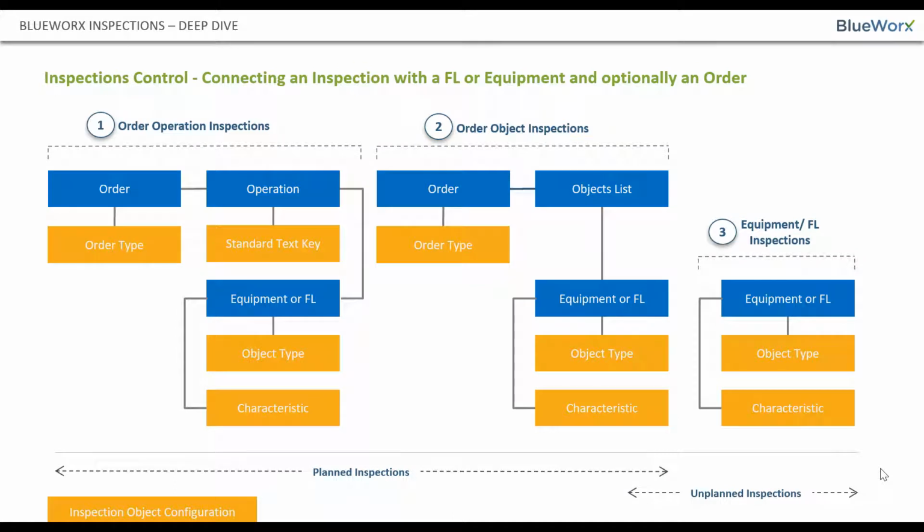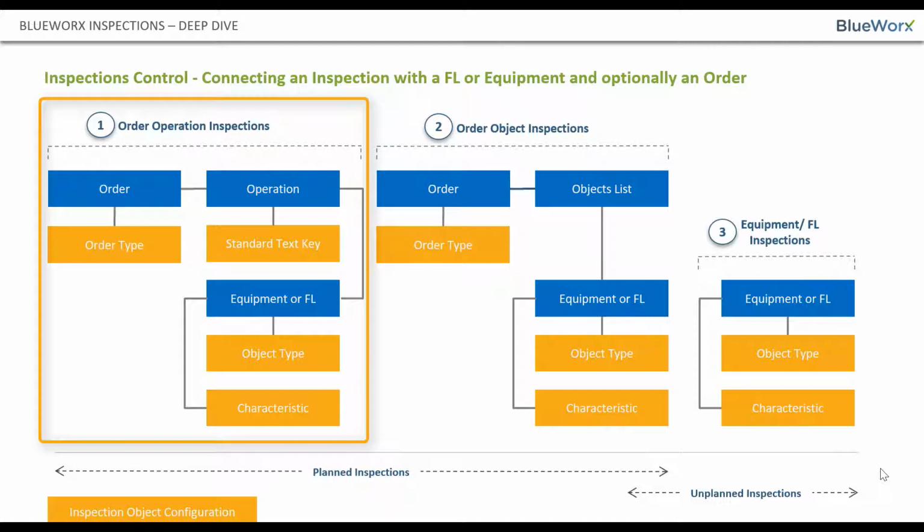So there's three different ways that we can connect inspections to either an order and asset, functional location or equipment, or directly just to the equipment or functional location. The first group is that we specifically tie it to an order operation. So we have an order, we can configure it based upon the order type, the standard text key of the operation, the object type of the equipment or functional location, and a characteristic of the equipment or functional location, or a characteristic value. So we can use that in combination to dictate that this inspection applies.